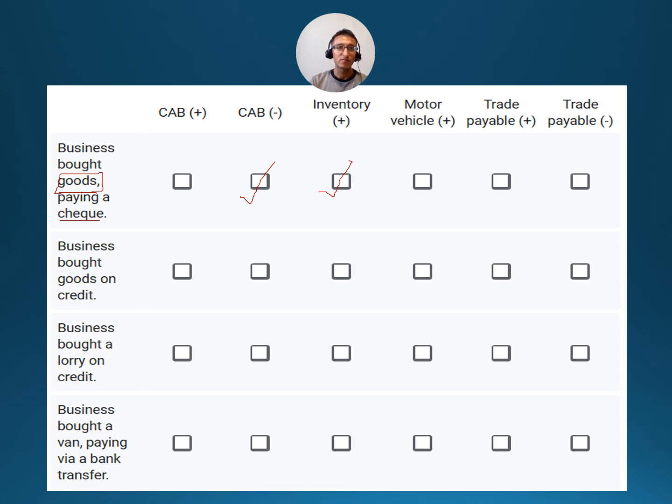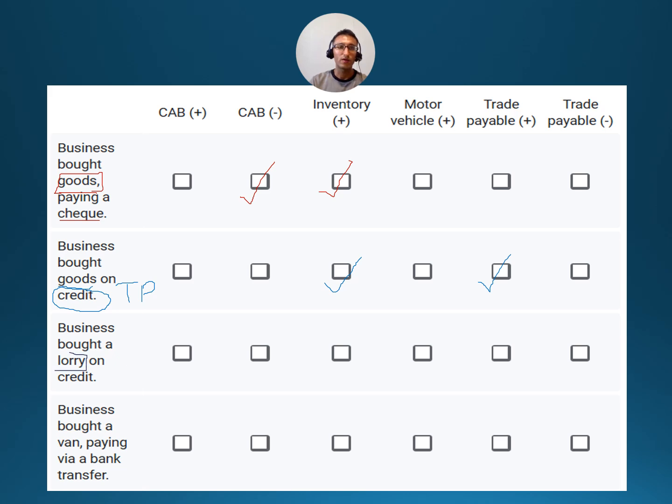Next one, the business again bought goods. Goods affects inventory. When the business buys goods, the business has more goods, or more inventory. Inventory goes up. Next, this was purchased on credit. That means the business has a liability to the supplier, or what we call the trade payable account. When the business buys on credit, the business will owe the supplier more. So when the business owes the supplier more, trade payable increases. So we have two accounts. We can proceed.